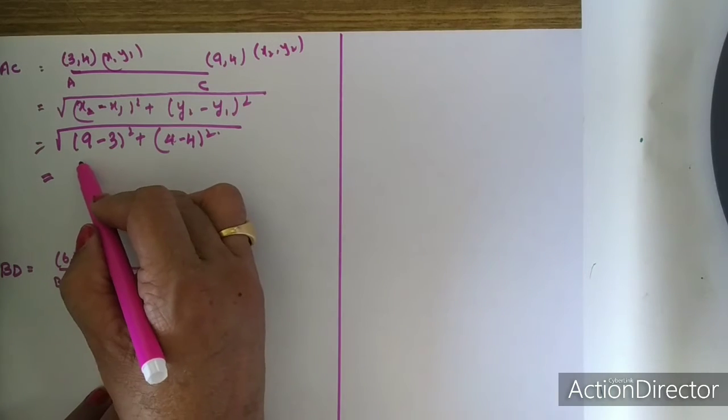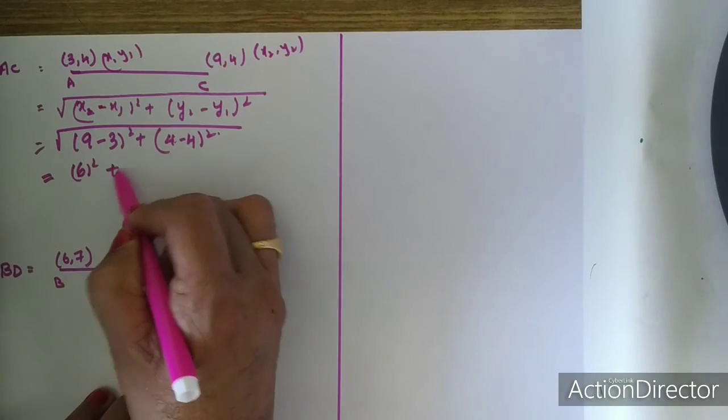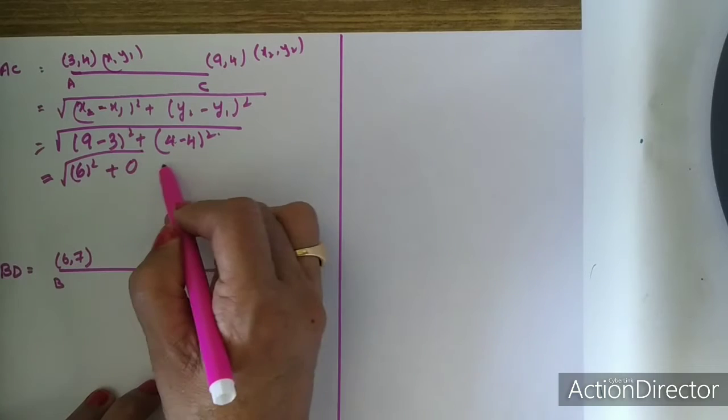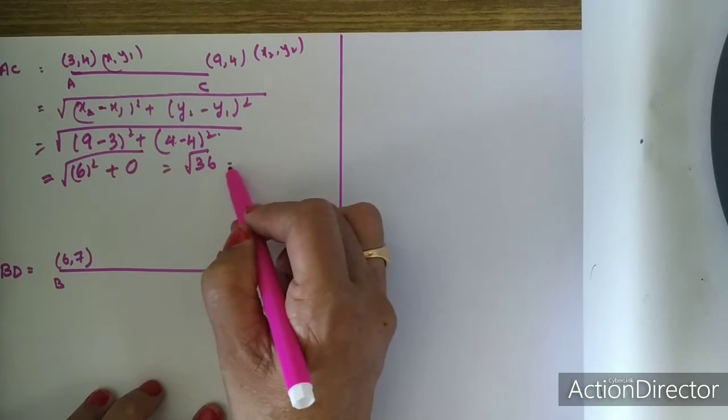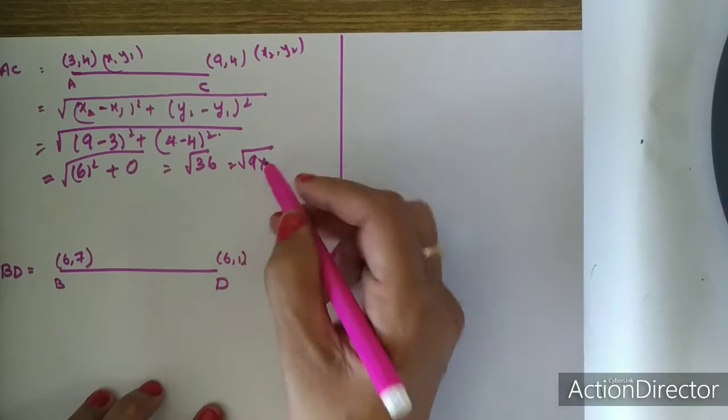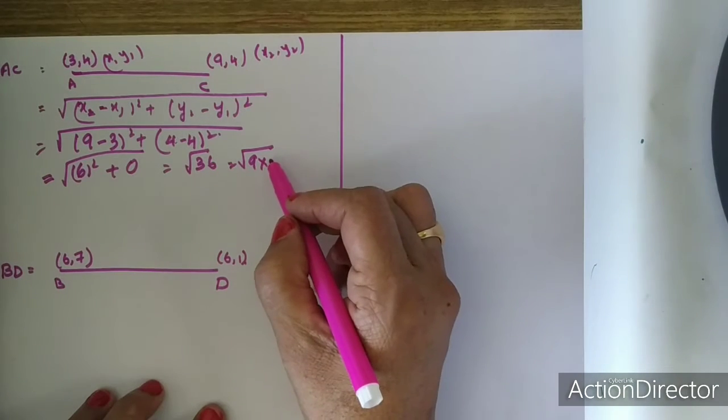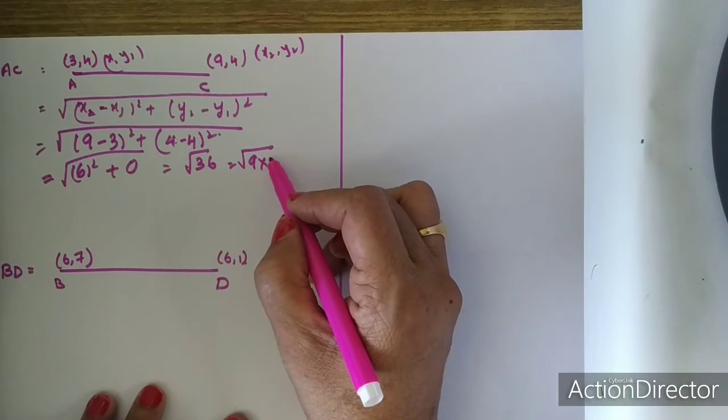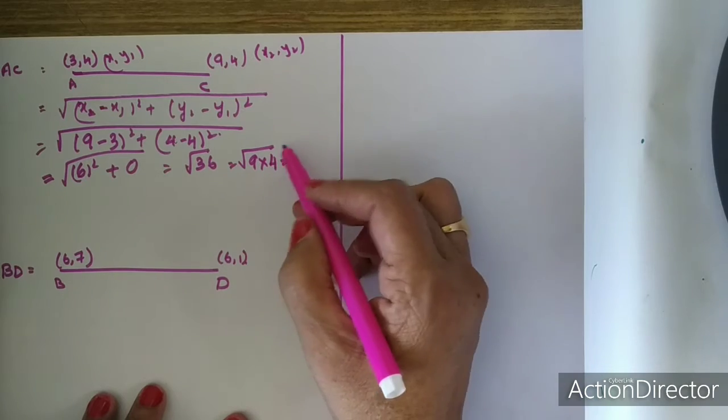So what is 9 minus 3? 6 whole square plus 4 minus 4 is 0. So it is equal to root 36. Root 36 can be written as 9 into 9 fours are 36, which is equal to 6.